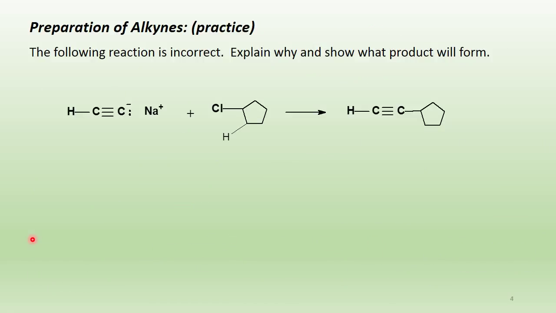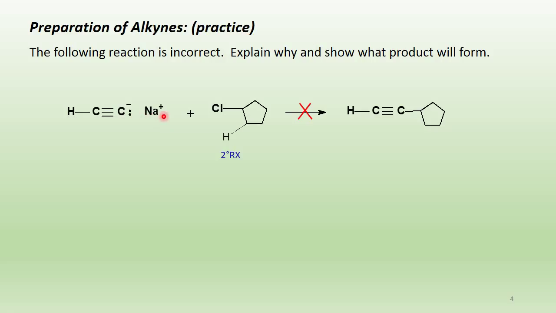Time for some practice. So the following reaction is incorrect. Explain why and show what product will form. So here I have sodium acetylide reacting with cyclopentyl chloride producing cyclopentyl ethyne. What's wrong with that? Well, in fact, it doesn't work. Why not? Well, the problem is that this alkyl halide is not methyl or primary. It's a secondary alkyl halide. And so the substitution reaction will fail.